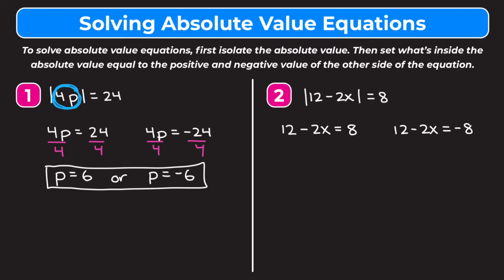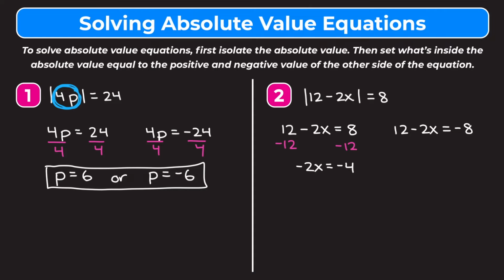So let's solve the left equation first. We have to get rid of the 12 that's being added, so we're going to subtract 12 from both sides of our equation. 12 minus 12 is 0, so we're left with negative 2x. On the right, 8 minus 12 is negative 4.